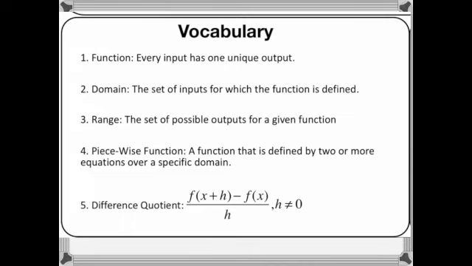Okay, so some of the vocabulary that we're going to take a look at: what is a function? A function is when every input has one unique output. We're going to be looking at that a little bit further as the lesson progresses. The domain is the set of inputs for which the function is defined, and range is the possible outputs for a given function. We're going to be taking a look at piecewise functions, a function that is defined by two or more equations over a specific domain, and then finally the difference quotient.